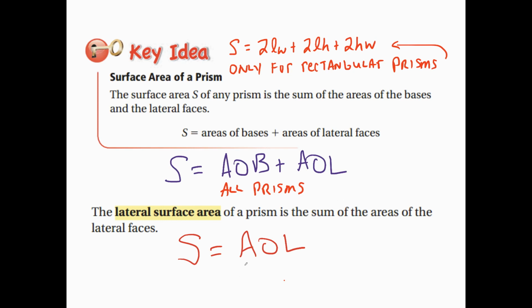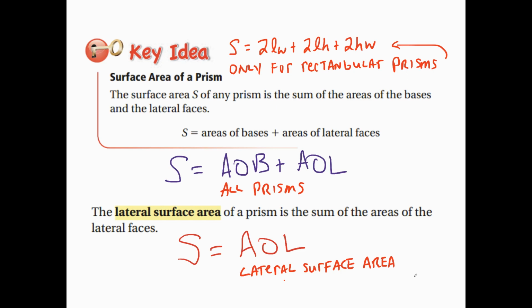And then this is just for the lateral surface area. So I find the area of the lateral faces and just add those areas together, and that will give me the area of the lateral faces. I'm going to pause the video right here so you can write these formulas down in your composition book.